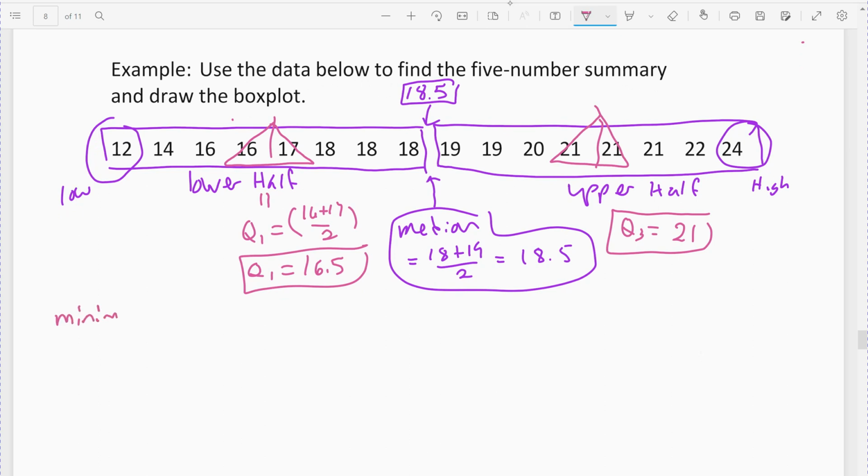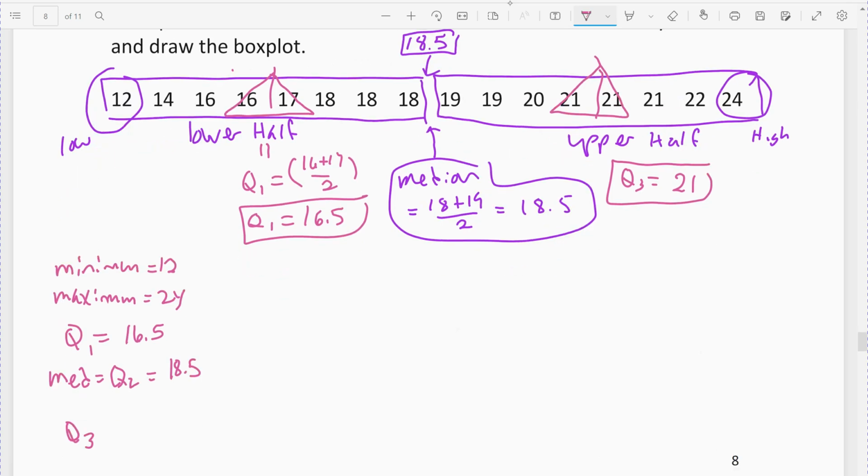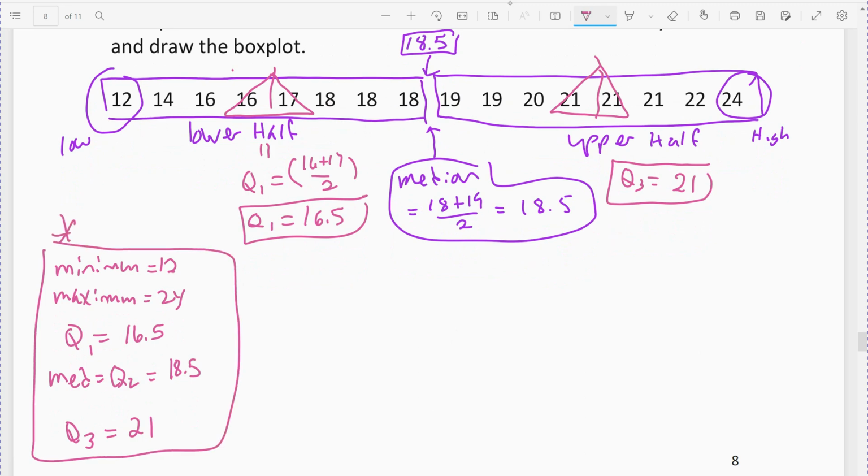All right, so the 5-number summary. The minimum is 12. Maximum is 24. Quartile 1 is 16.5. Median, which is quartile 2, 18.5. And quartile 3 comes out 21. Alright, so there's my 5-number summary, which this is what you need to know how to do for the quiz and the test. The box plot you do need to know how to do for the homework, so we're just going to simplify it in the homework.